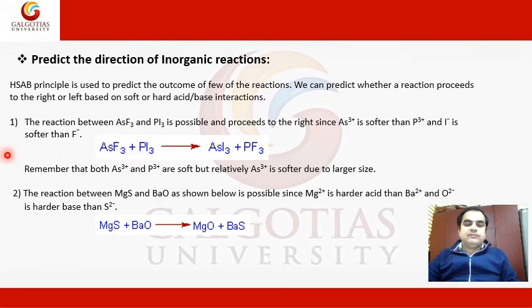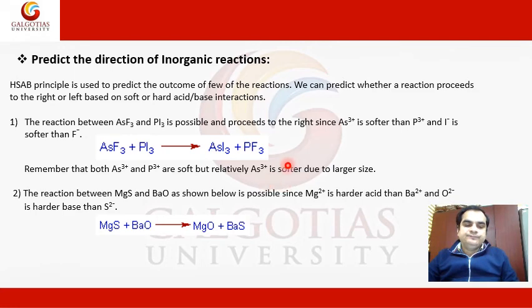In the first reaction that we can see here, the reaction between AsF3 and PI3 is possible and proceeds to the right, since the As3 plus ion is softer than the P3 plus, and the iodide I minus ion is softer than the fluoride ion. So that's why, when they interact with each other, we form AsI3 plus PF3. Remember, in both cases, As3 plus and P3 plus are soft, but relatively As3 plus is softer due to its larger size.